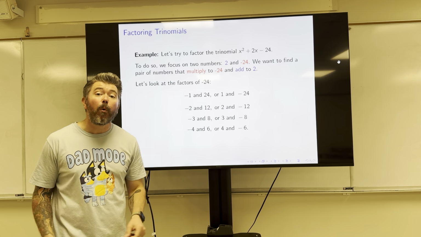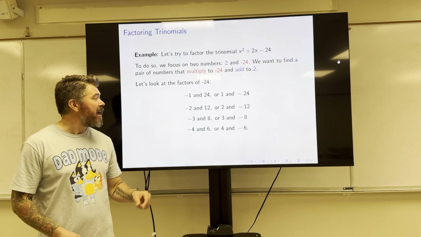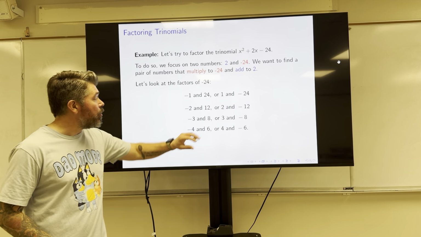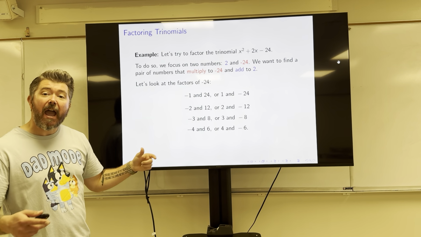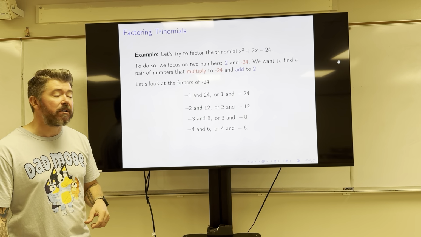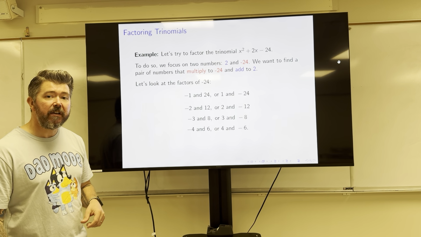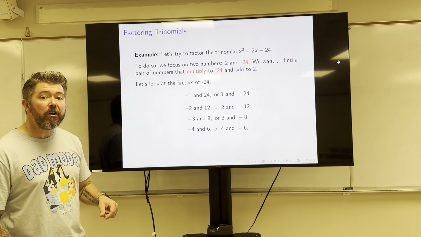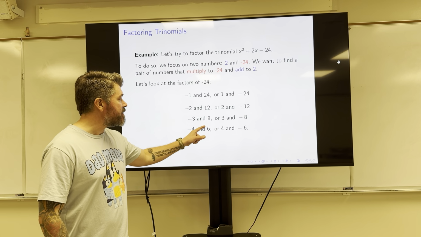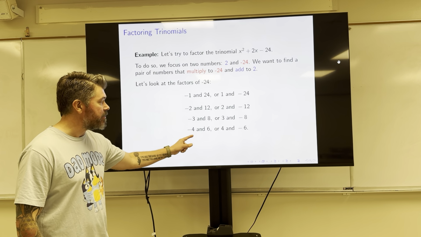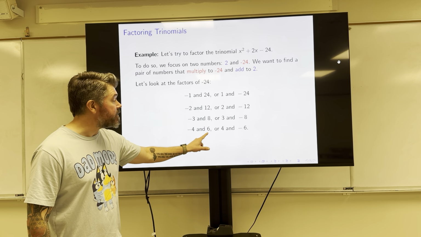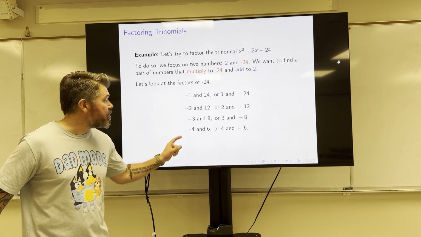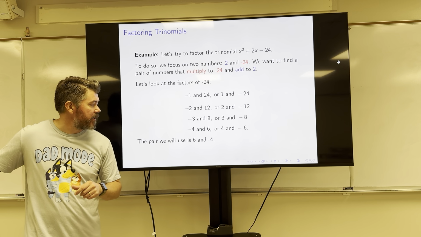So now I have a lot more combinations here, and I want to find the one that adds to 2. Which pair can we add together to create the number 2? I'll give you a second. You can pause the video here and stare at it. We should eventually notice that this is our pair. Notice negative 4 and 6, or 6 minus 4, gives us 2. So that's what we're going to focus on here, right?